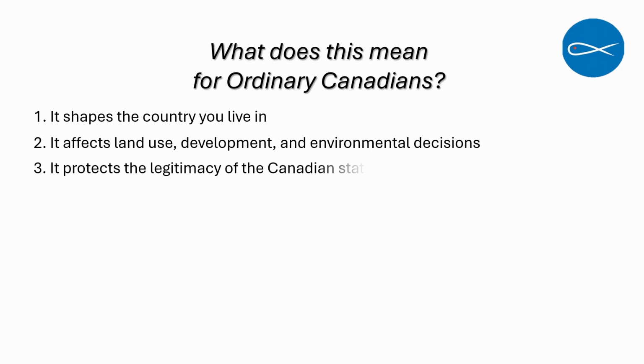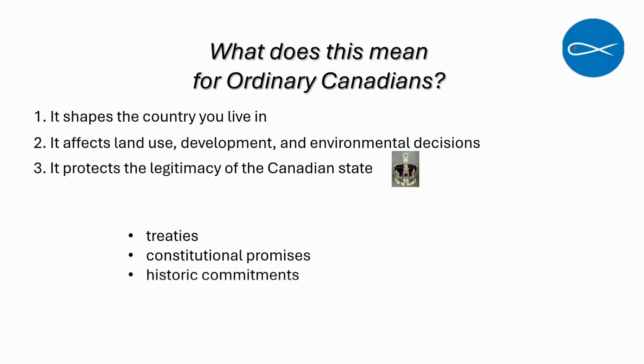Thirdly, it protects the legitimacy of the Canadian state. Canada's authority over land, resources, and governance rests partially on treaties, constitutional promises, and historic commitments. The honor of the Crown is what ensures those commitments are not treated as optional. When the Crown acts dishonorably, it undermines trust in government, the rule of law, and national unity. When it acts honorably, it strengthens the legitimacy of the state for everyone.